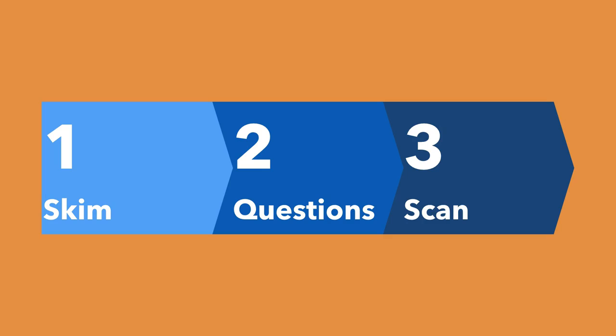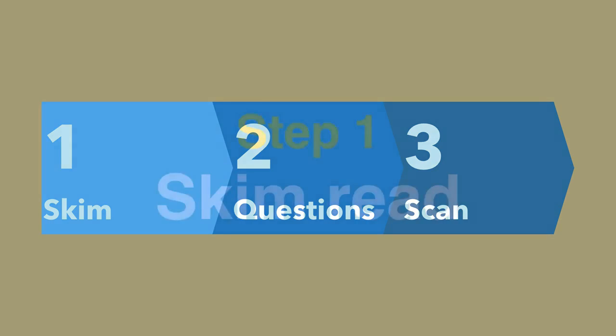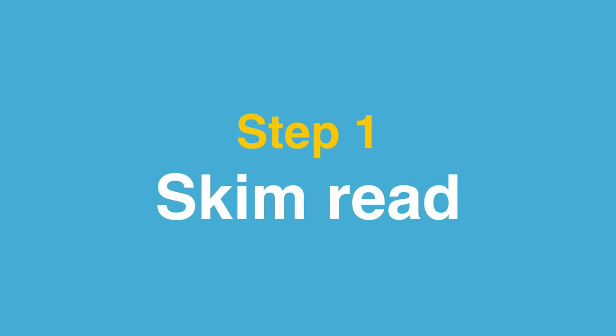So basically, you're not going to read the text as you normally would. You're first of all going to skim read, then you're going to look at the questions, and then you're going to scan the text for the answers. So step 1 is skim read. Now, skim reading is not fast reading or speed reading. It's a very deliberate, very specific strategy.